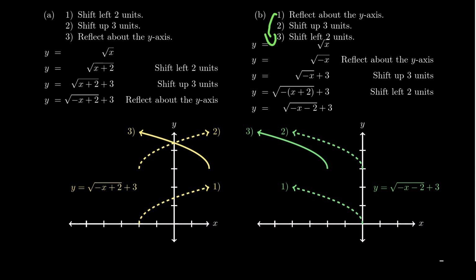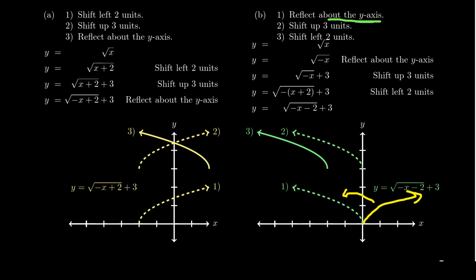We reflect first, then shift up, then shift left. How does that affect things? Well, we're going to start off with the square root of x. That part's the exact same. If we then reflect across the y-axis, looking at our table, we're going to take x and replace it with a negative x. And that reflects across the y-axis. And so taking the standard square root, if we reflect it across the y-axis, you get this graph right here.